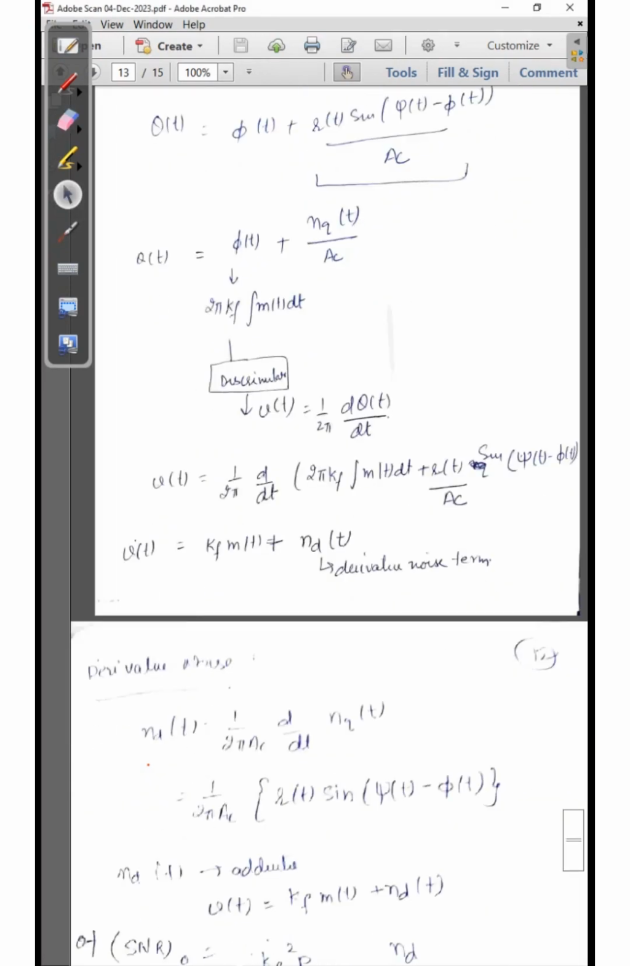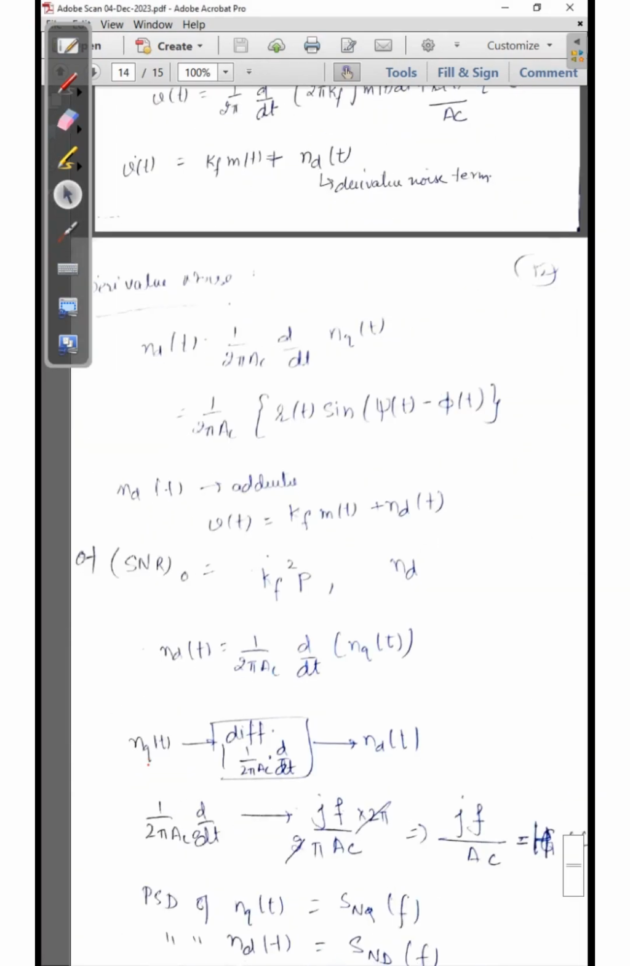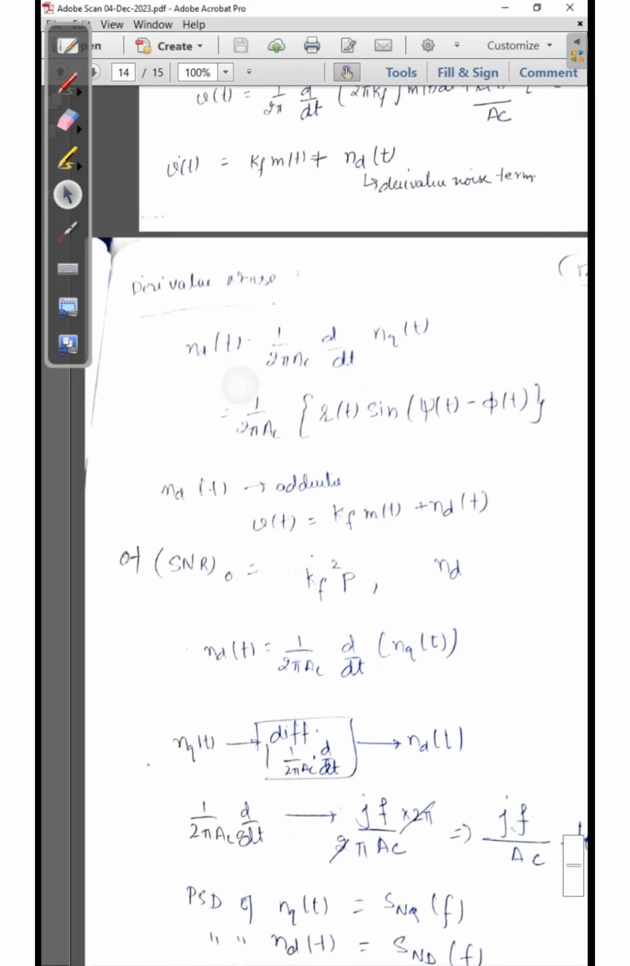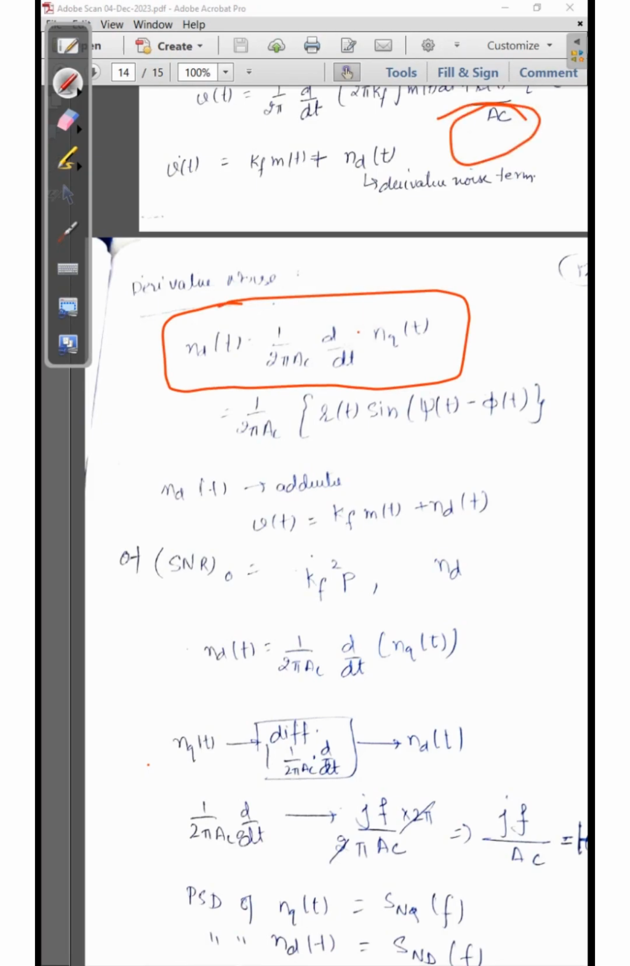Frequency. Now my derivative noise term is nothing but the 1 by 2 pi derivative term. If I see, it is 1 by 2 pi AC, this AC, d by dt, nq of t, and nq of t is rt sin psi t minus phi t. Right, now we know that the term is additive noise.